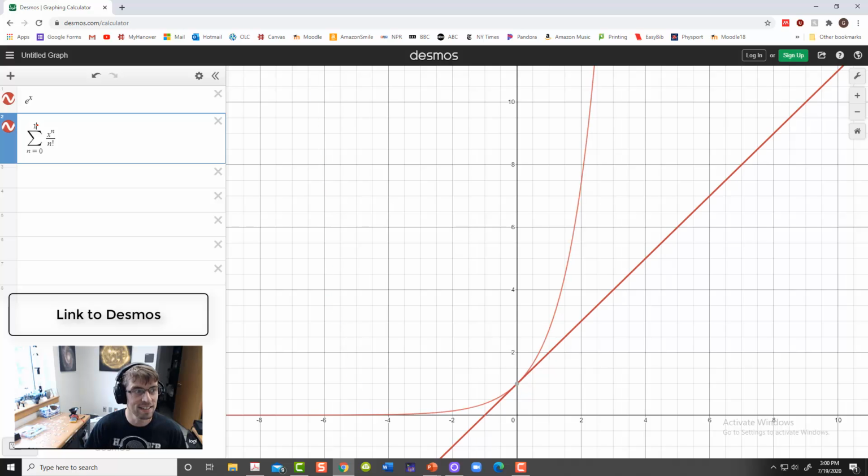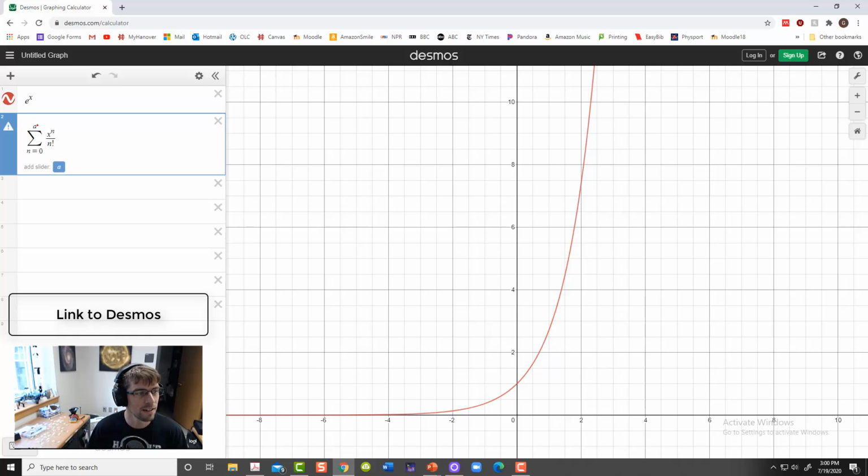So you can kind of see, I wonder what happens if I just leave this as n. Oh, that's too bad. I was hoping it would let me do a parameter bar, like slide it. Maybe if I put a in here.